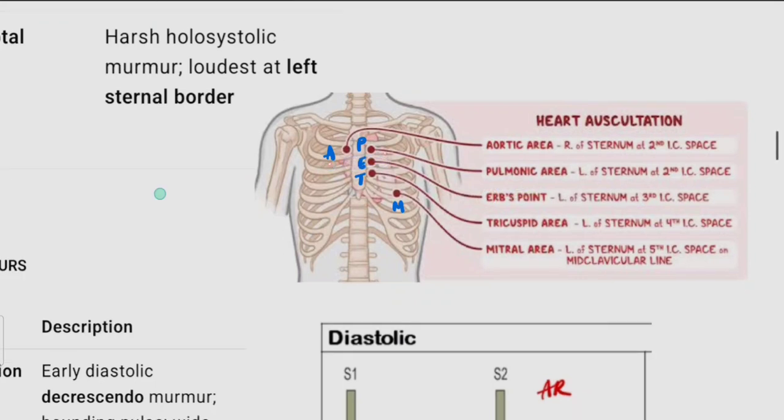Aorta and pulmonary, right? In the heart as well, you are having aorta and pulmonary together. So aorta is right second, pulmonary is left second intercostal spaces, Erb's point will become third. Then you have tricuspid area, which is fourth intercostal space. So it is 2, 3, 4. And then what we have is 5. Fifth intercostal space is mitral valve, okay, which is fifth intercostal space, and mid clavicular line as well. Okay, this is done.